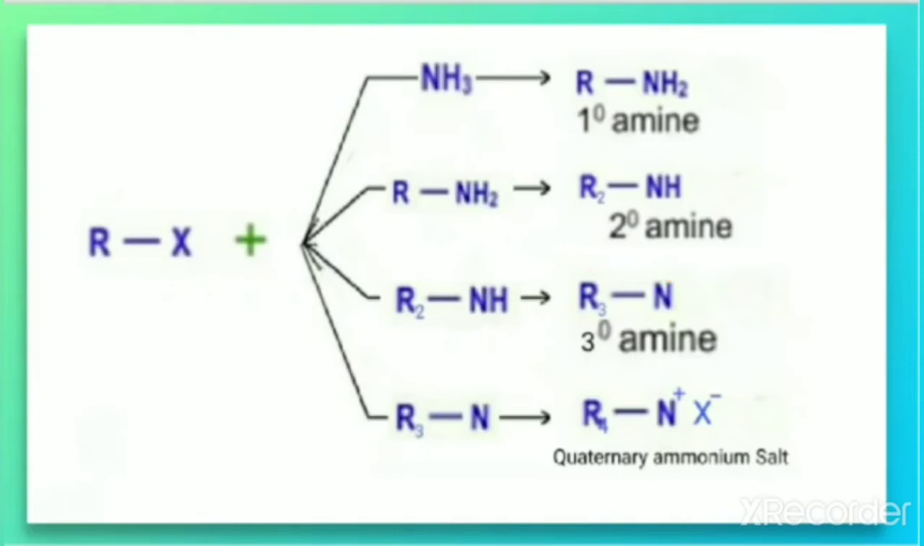In 4 degree amine, here 1 R is there in haloalkane and 3 R are there in tertiary amine. So total 4 alkyl groups and N plus X minus. This is called as quaternary ammonium salt. Just like ammonium chloride, NH4 plus Cl minus, similarly, in the place of 4 hydrogens, there are 4 alkyl groups. That is called as quaternary ammonium salt.